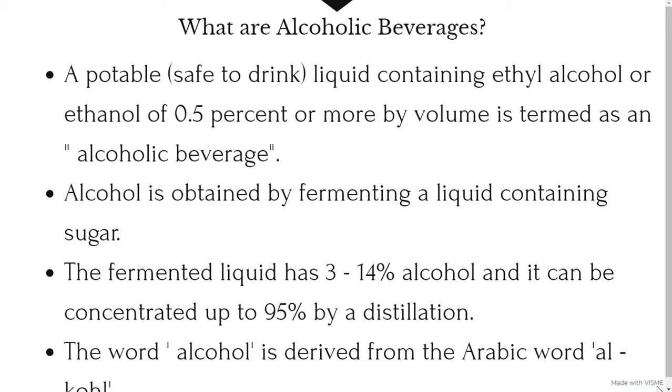A potable, meaning safe to drink, liquid containing ethyl alcohol or ethanol of 0.5% or more by volume is termed an alcoholic beverage. Alcohol is obtained by fermenting a liquid that contains sugar. To make any kind of alcoholic beverage, a fermented mash which has sugar is required.